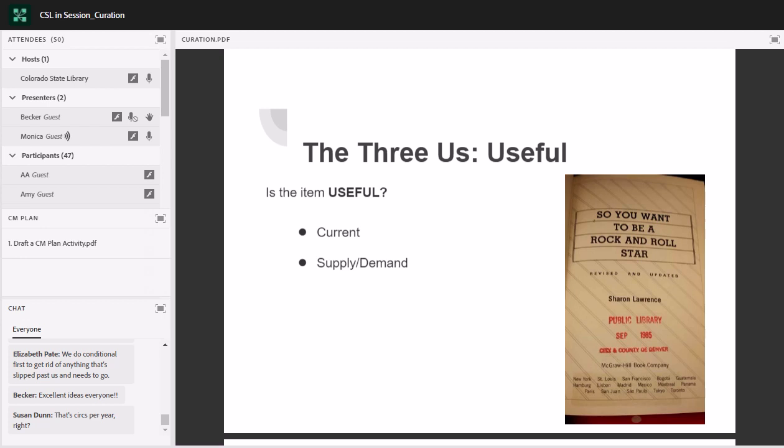So the second of the three U's, is it useful? Is it current? And does it meet supply and demand? So we have this wonderful copy of So You Want to Be a Rock Star. It was added in 1985, but published in 1976. And with the advent of social media, I'm going to imagine that being a rock star is very different than it once was.